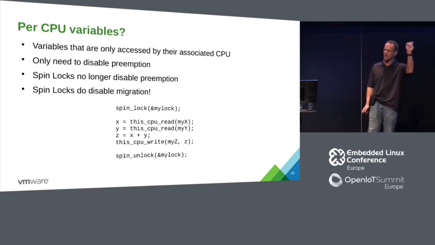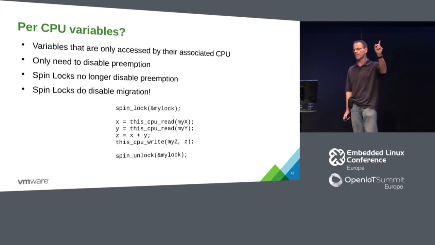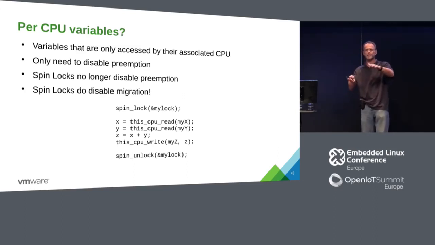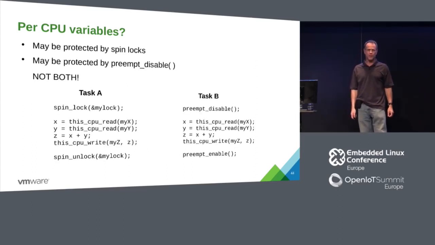Preempt RT comes in. It's still OK to do this. We disable migration. So as long as you protect that data by that spin lock, if it's a per CPU spin lock, we do have per CPU spin locks, that's OK. We love them too. But don't do both.